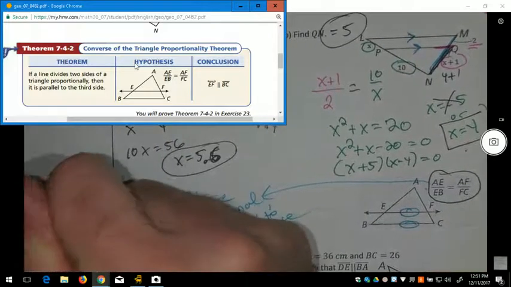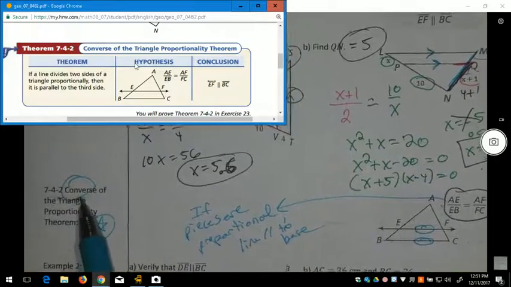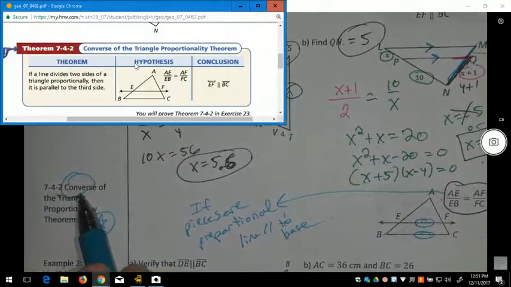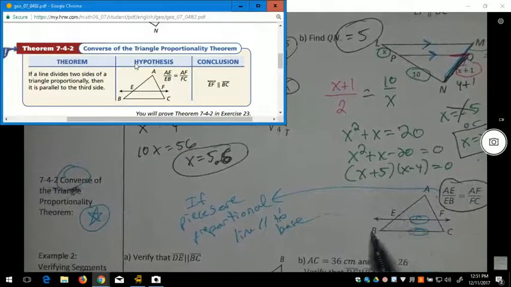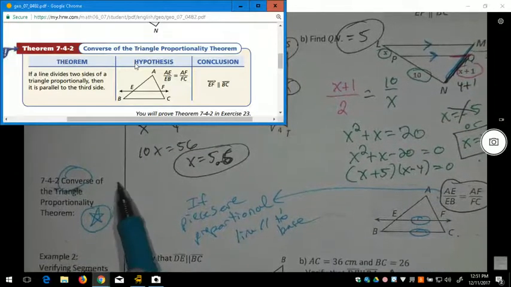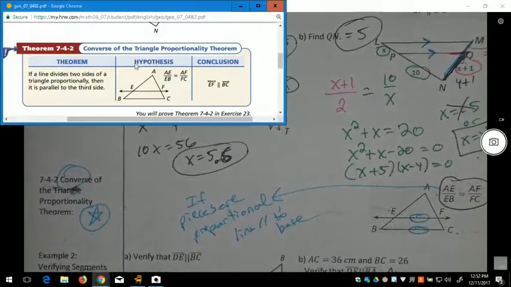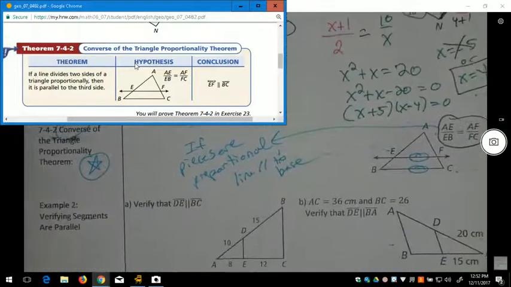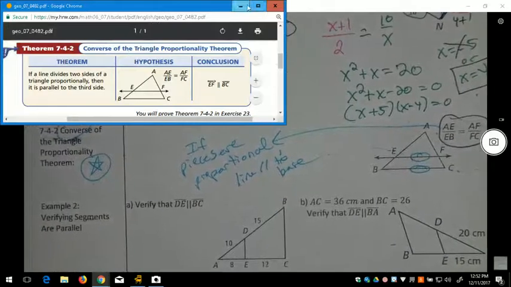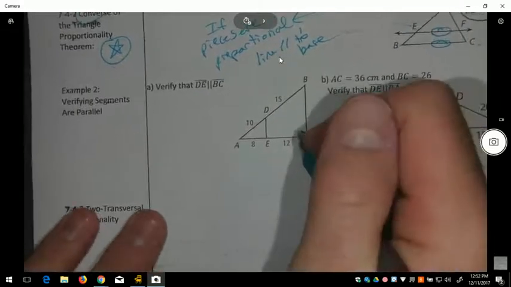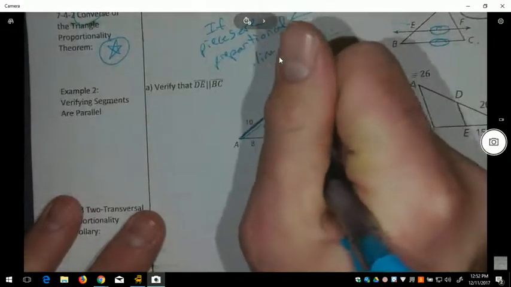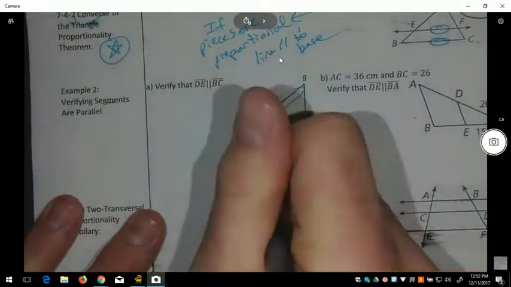So this is an exception, while it still is a converse. Notice the other lines that proved lines parallel were converse of corresponding angles, converse of alternate interior angles, converse of alternate exterior angles, converse of same side interior angles. Now we're saying that if these ratios are proportional, then by the converse of triangle proportionality theorem, the lines are parallel. So we're supposed to verify for these problems that the lines are in fact parallel. Well, we need to see, first off, is it proportional? So we're comparing AD to DB and AE to EC.